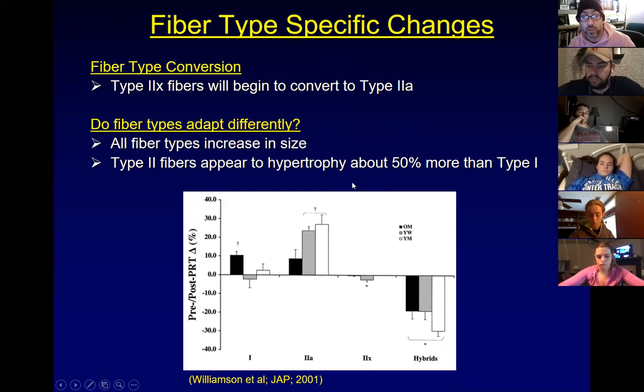And in some instances, like in these particular data, from the Trappy lab at Ball State, they do some single fiber stuff. It's really interesting stuff. It's mostly these hybrid fibers, though, the ones that are getting converted to 2As. And in their hands, they don't see a lot of changes in the 2Xs in response to all of this. So happy to share a bunch of this stuff.